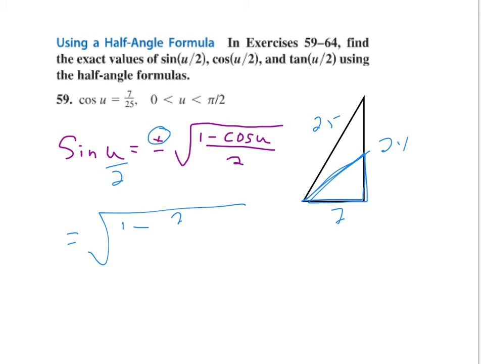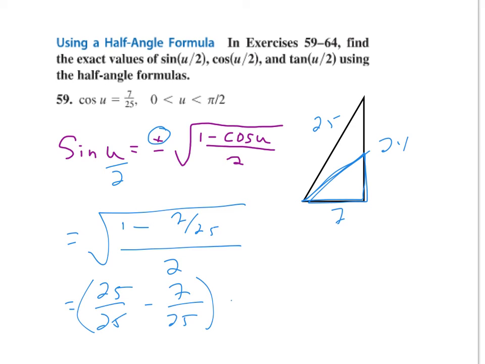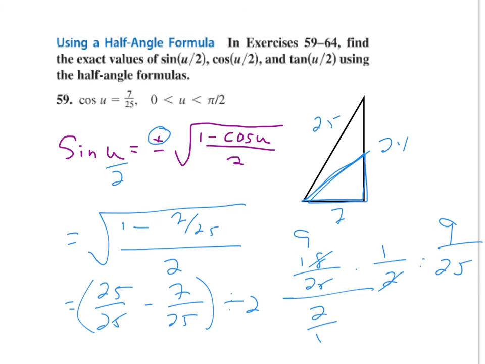Cosine u is 7 over 25, all over 2. So inside the radical now I have 25 over 25 minus 7 over 25, all divided by 2. So it looks like I have 18 over 25 divided by 2, which means I'm going to multiply by the reciprocal, cancel, and my answer is 9 over 25, all inside the radical.